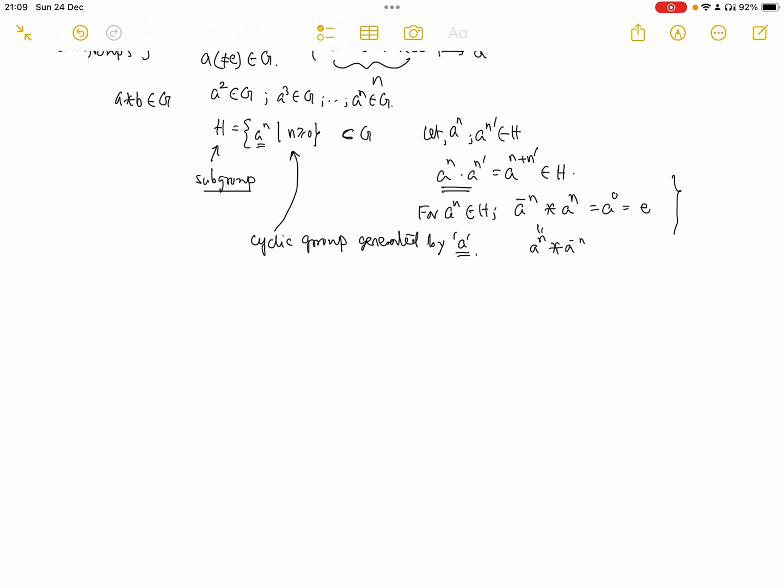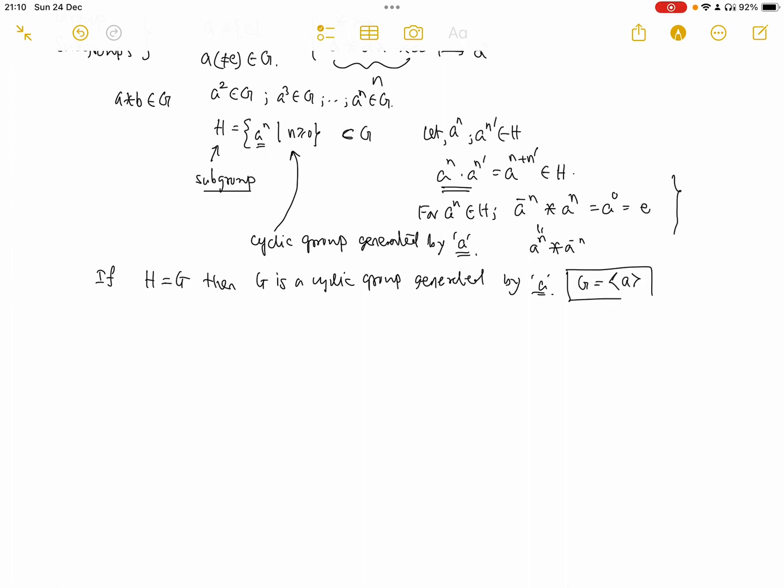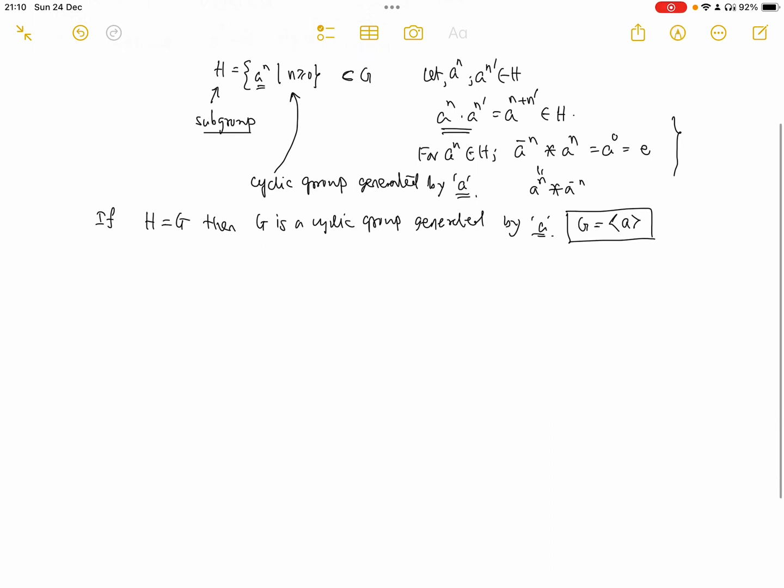And moreover, it may be the case that H is the whole of G, right? So if this happens, that H is the entire group G, then we call G a cyclic group with generator a, generated by the element a, and we write it as this. So we get a cyclic group.